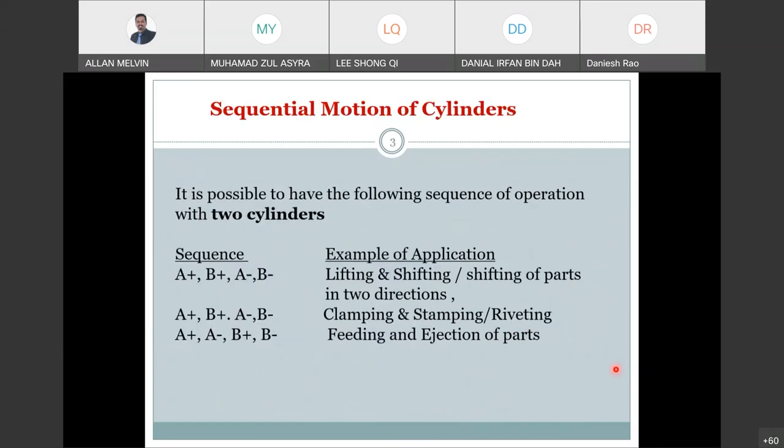Okay, so sequential motion of cylinders. It is possible to have the following sequences of operation with two cylinders. B plus B plus A minus B minus. This sequence is for the application of lifting and shifting of a part in two directions. Then we have A plus B plus A minus B minus, more on clamping, stamping, and riveting. We have A plus A minus B plus B minus, more on feeding and injection.